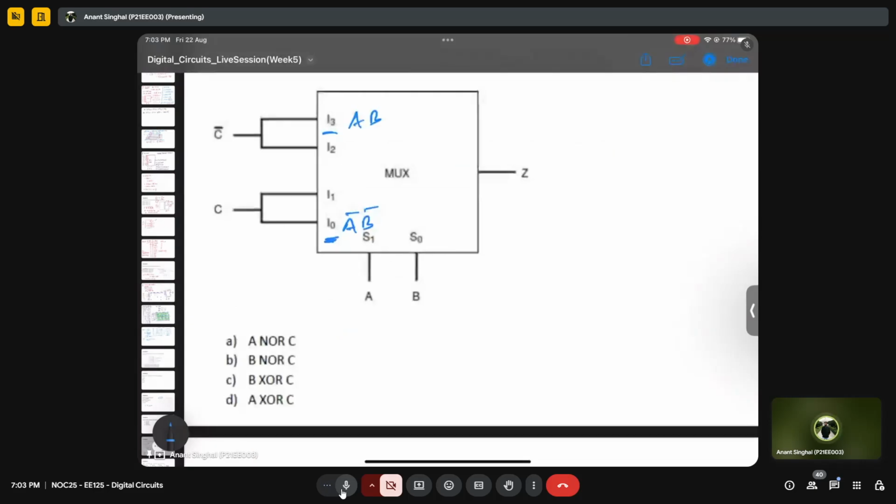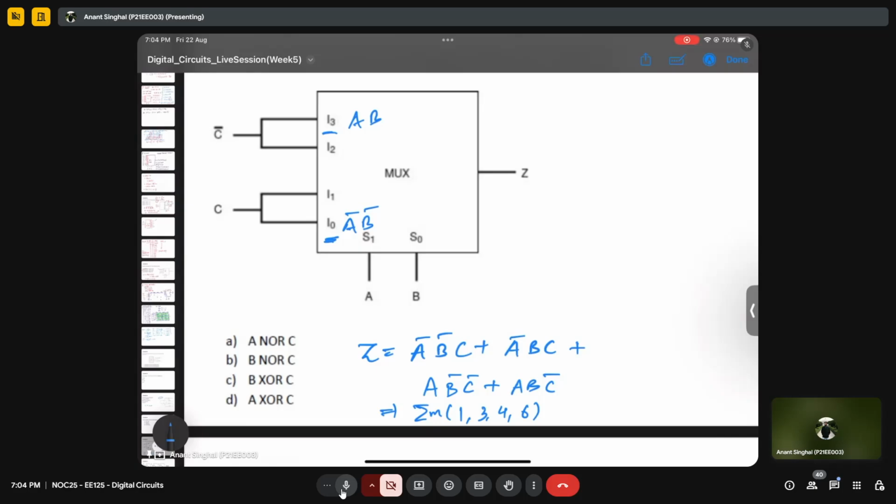If you try to write Z, it is A bar B bar C plus A bar B C plus A B bar C bar plus A B C bar, which is summation 1, 3, 4, 6.